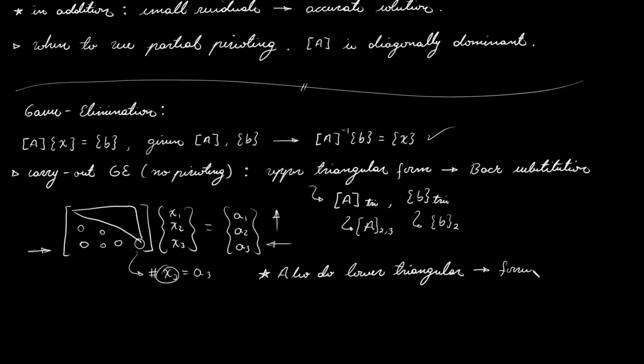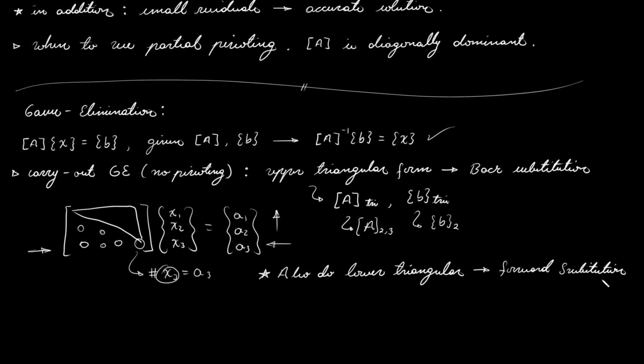I think it's called forward substitution. I don't think I'm writing this correctly, but hey, anyway. Also do lower triangular and then forward substitution. So if you do it in upper triangular, you will solve using back substitution.